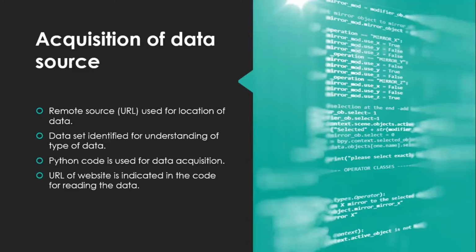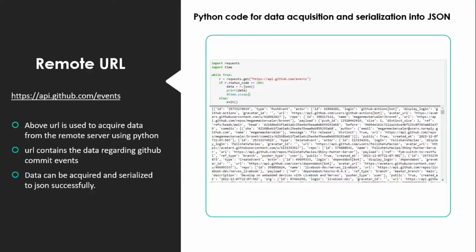Now my friend Harishma will take over from here. Well, I'm going to give an explanation of how the data source was handled. We have chosen a remote source URL to acquire the data, and here we have developed the data retrieval using Python code. The URL of the website is indicated in the code for reading the data.